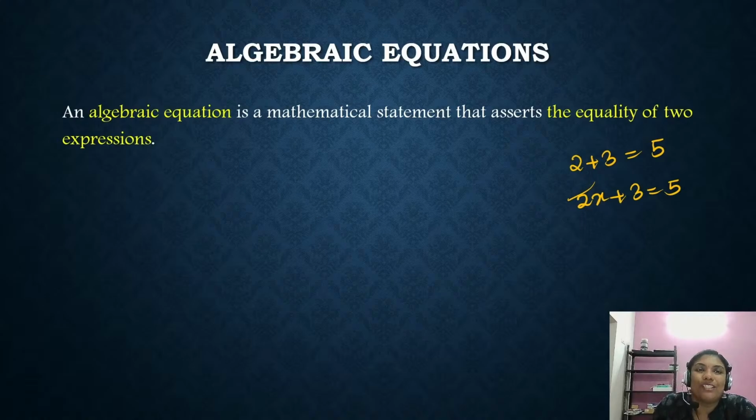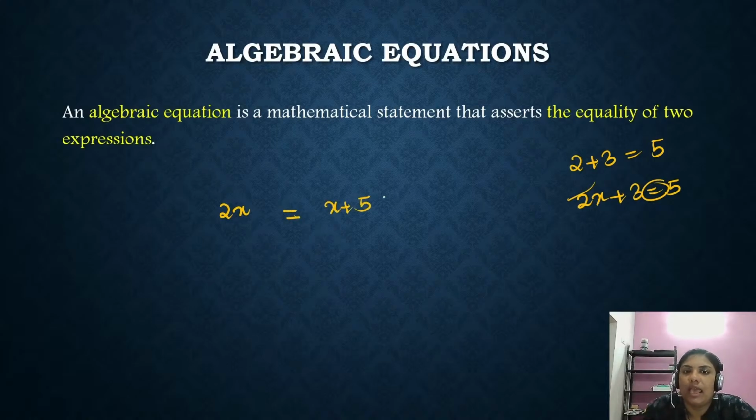Okay, so this is an algebraic equation, not expression. Here equal to sign is present, so it becomes an algebraic equation. An algebraic equation is a mathematical statement that asserts the equality of two expressions. Okay, if I have two expressions like 2x as the first expression and x plus 5 as the next one, and I equate them with an equal to sign, this is an algebraic equation.